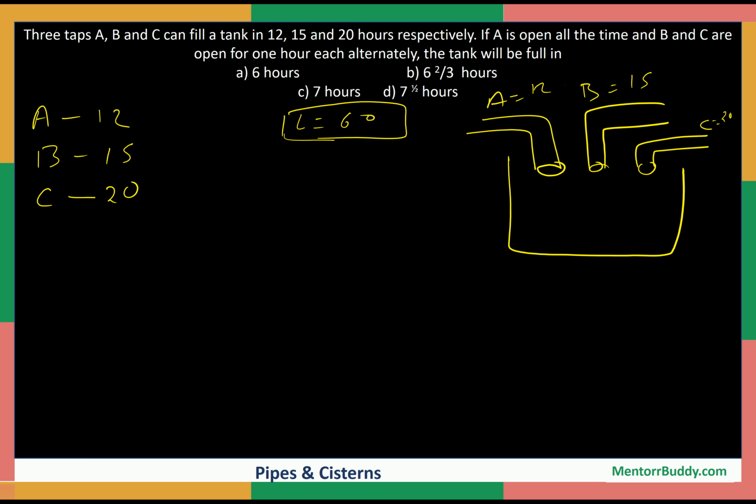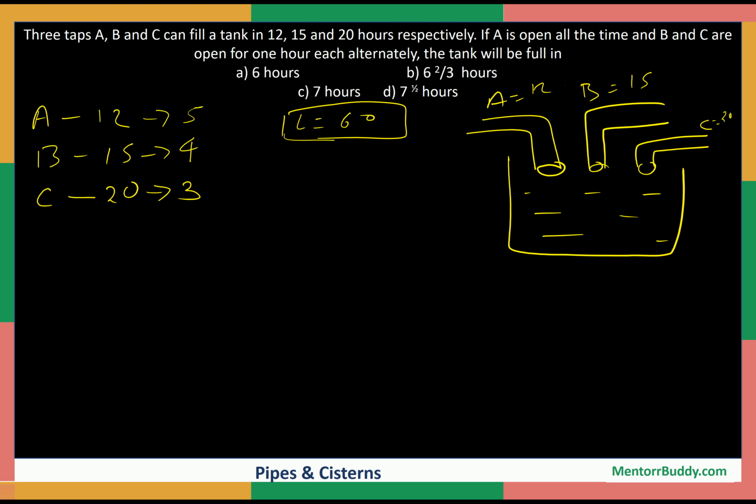So the total capacity of the tank, or the total work, will be 60. If 60 is the total work, the efficiency of A will be 60 upon 12, that is 5. 60 upon 15 comes out to be 4, and 60 upon 20 comes out to be 3. So this is the efficiency of A, B and C. Now we just have to analyze it.